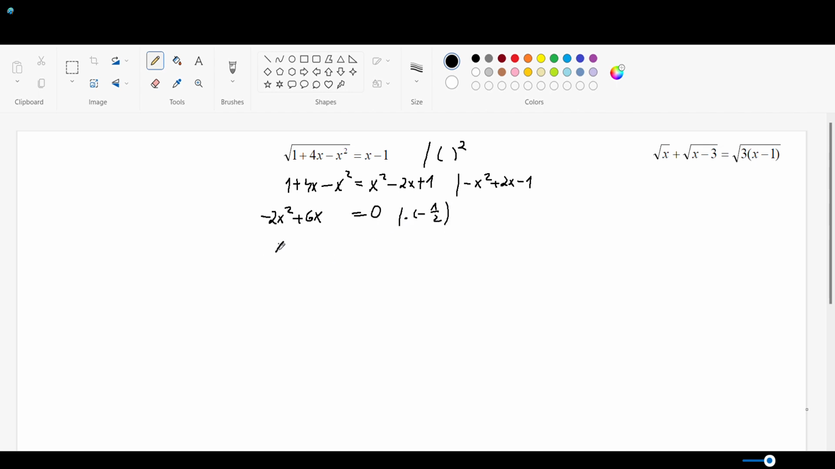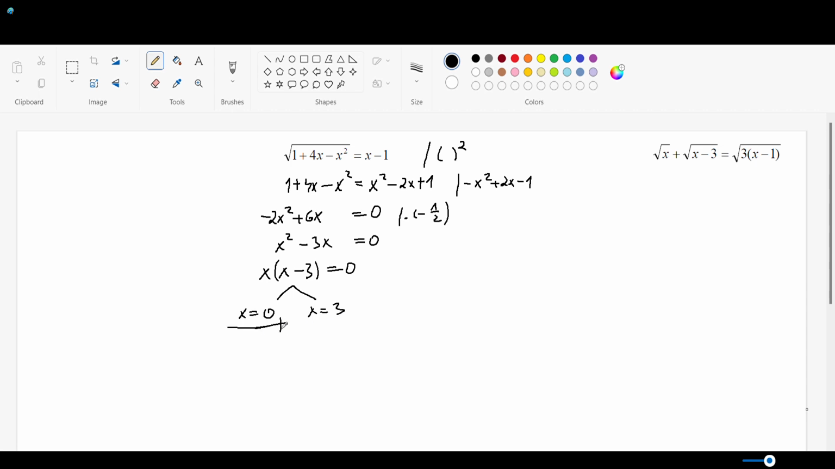And now the equation will be x squared take away 3x equals 0, and this equation is really easy to solve because we can factorize it like x times x minus 3 equals 0, and as we already know, this equation has two solutions. The first one is x equals 0 and the second one is x equals 3.